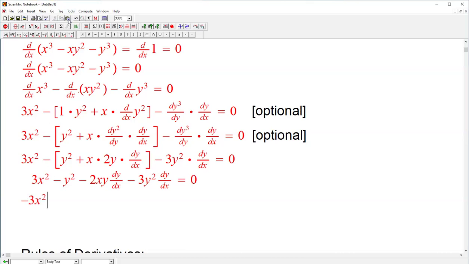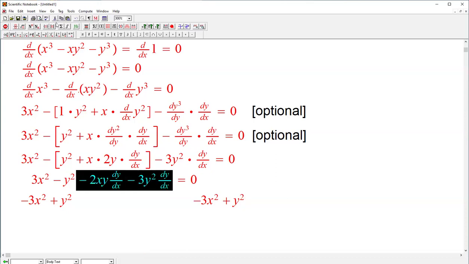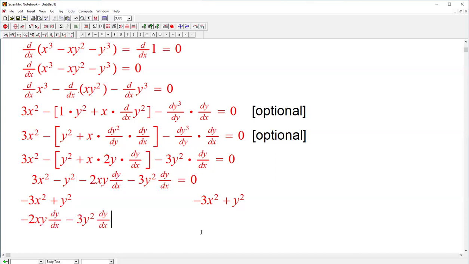We're going to subtract 3x squared and add y squared on both sides. We get that. So the next step, we will get this piece equals to... Okay, so these make 0, right? And we got y squared.